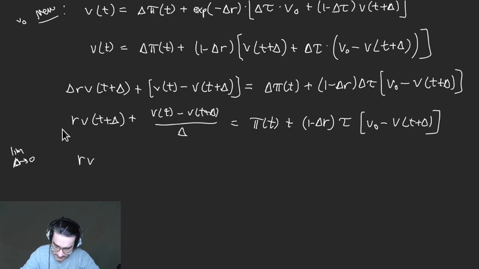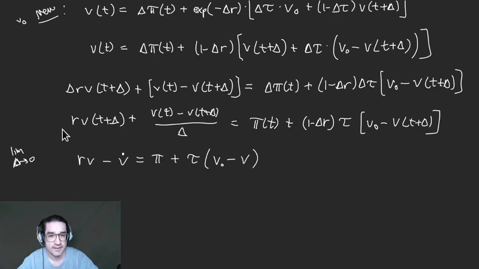If we take a limit, this delta goes to zero. What do we get? RV of t, minus v dot, because that's t minus t plus delta, so it's a minus v dot. Pi on the right hand side here. Now that 1 minus delta r just becomes a 1. Nothing pulls up. It's all good. So it's just going to be plus tau times the value differential, and that v of t plus delta is again a delta that doesn't end up mattering that much, so it'll just be v of t. So this is what we get in the end.